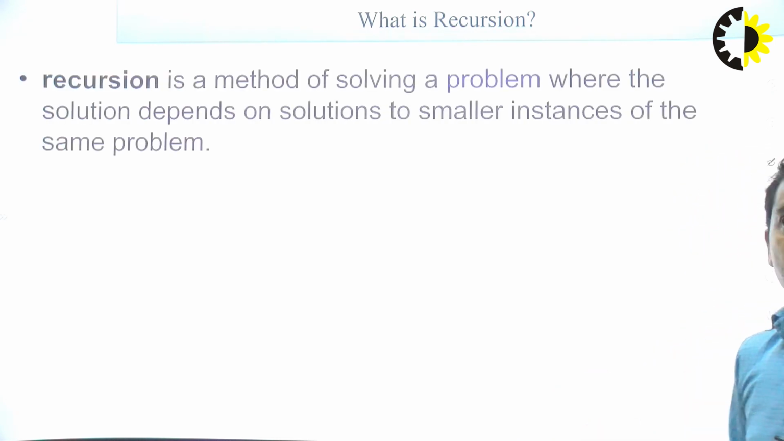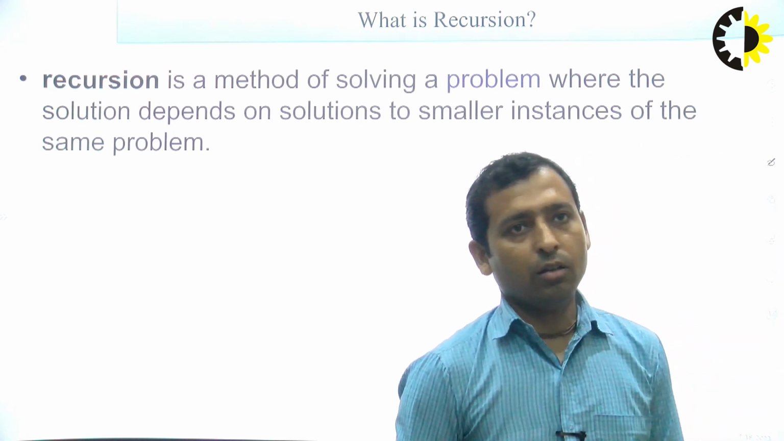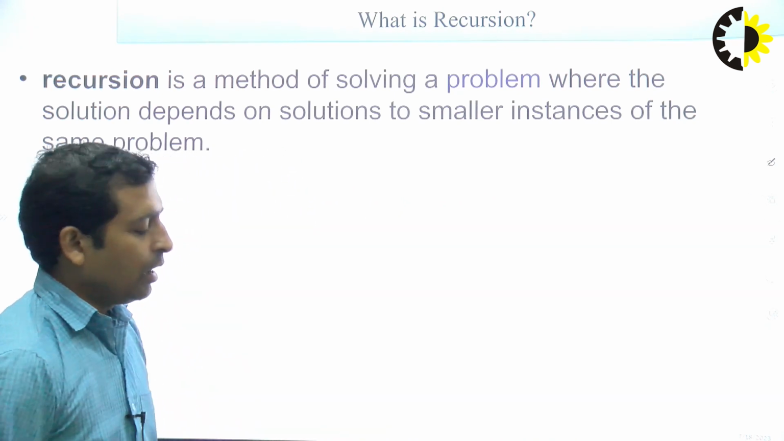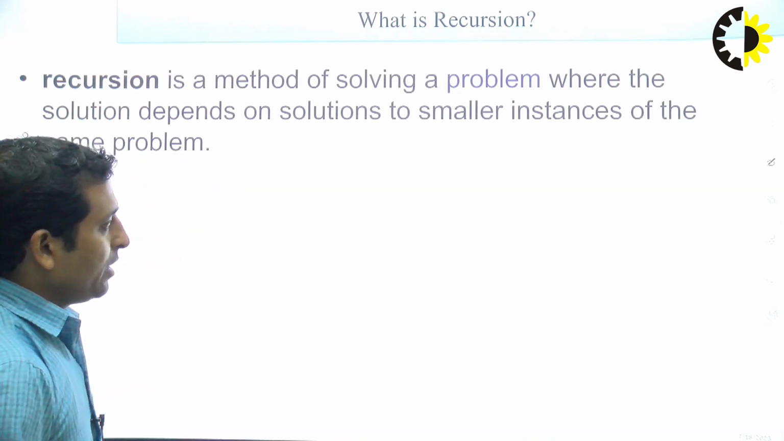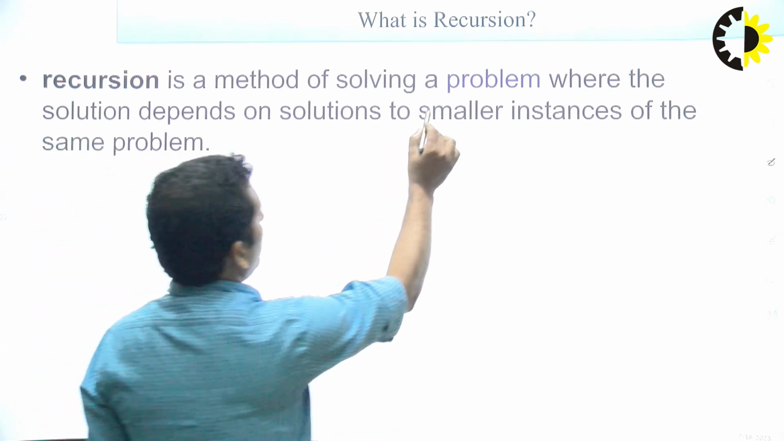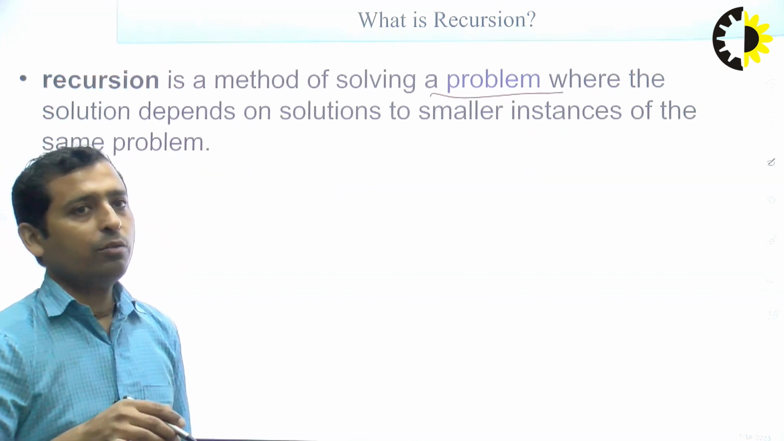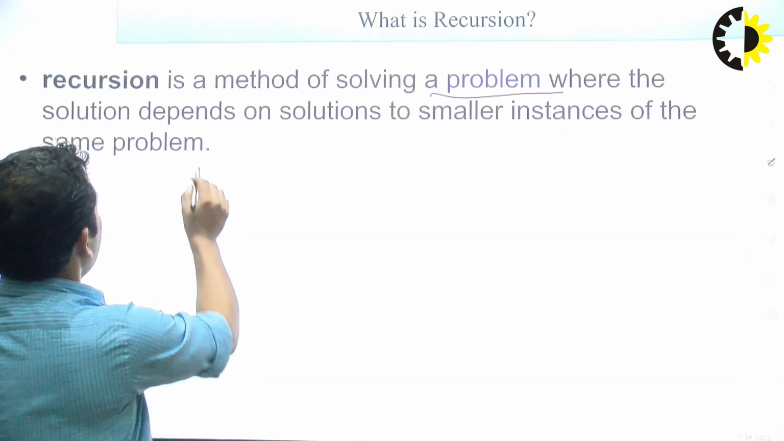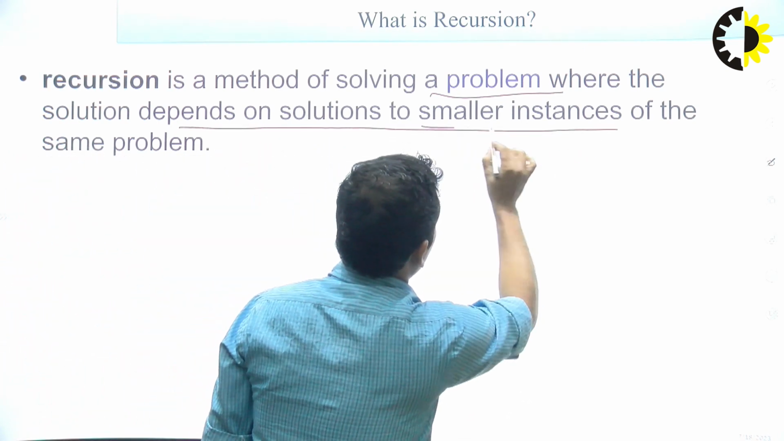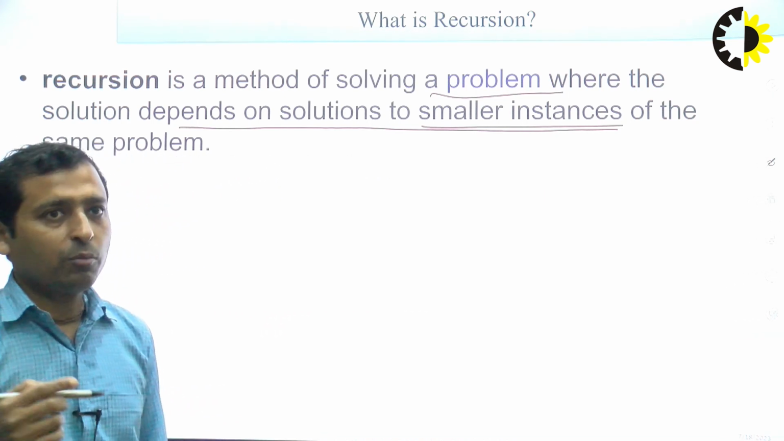Recursion is a method of solving a problem when the solution depends on the solution of a smaller instance of the same problem. Or we can say, to solve a bigger problem, we divide it into the same type of small problem. Same type of small problems are known as smaller instances of the main problem.